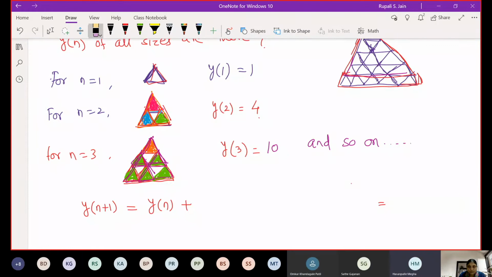You see the relation between the first and second case. For n is equal to 1 we have only one triangle, right? Now for n is equal to 2, I have to divide each side into two, making equilateral triangles. So what will be my y at 2? This one is as it is, whatever was earlier, y at 1 as it is.